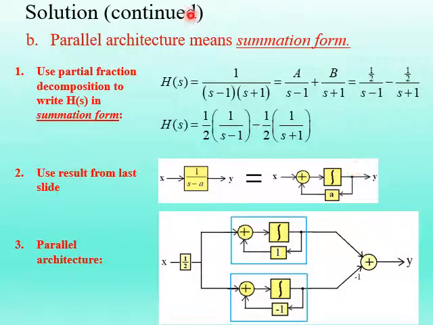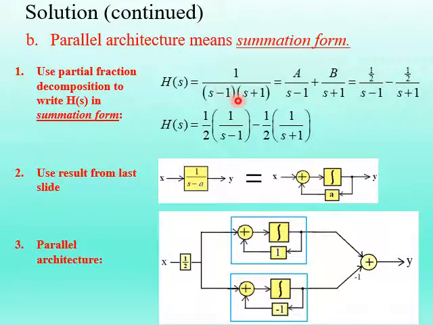All right, the second part of this example, we were to draw the system using a parallel architecture. So recall that parallel architecture means we have to put the transfer function in summation form. So we're going to start with our transfer function in factored form from the last slide right here, and we have to now decompose this using partial fraction decomposition to write this in summation form.